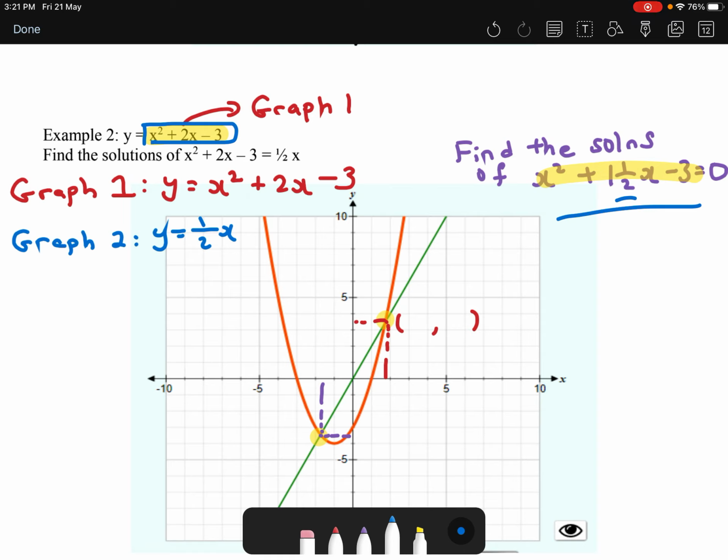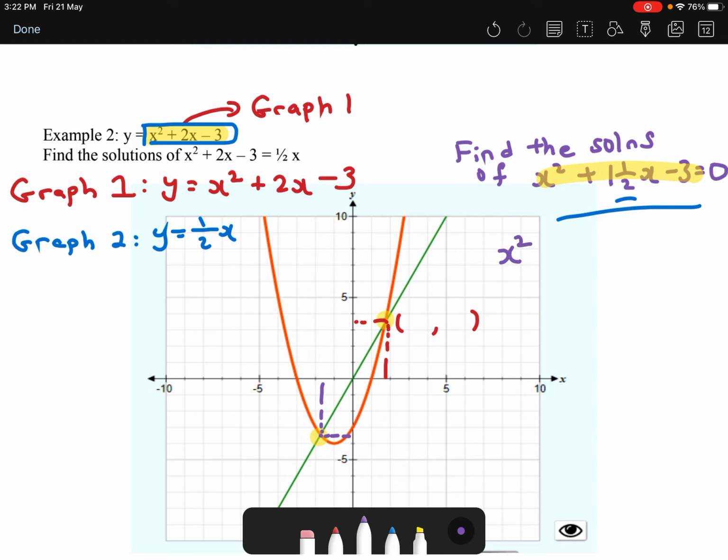So that I can know what the second graph is that we are interested in. Okay, so let's just say we have x squared plus 1.5x minus 3. So how do I make x squared plus 1.5x minus 3 back to x squared plus 2x minus 3? Very simple. This one is just manipulation.